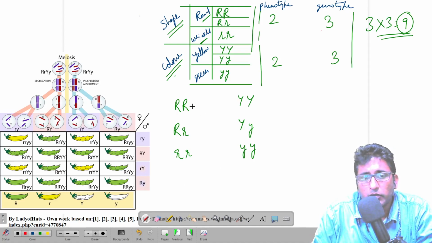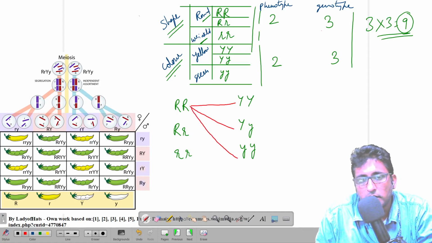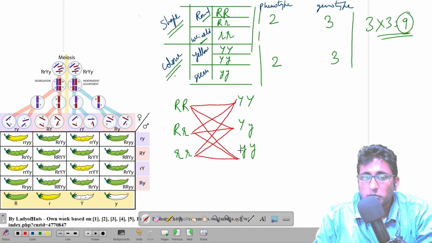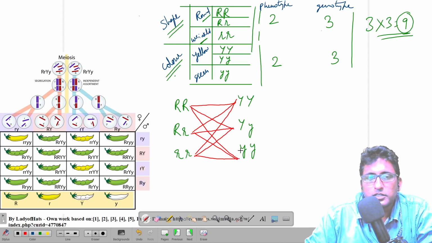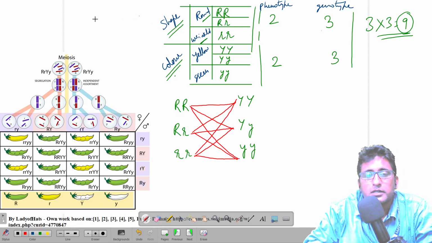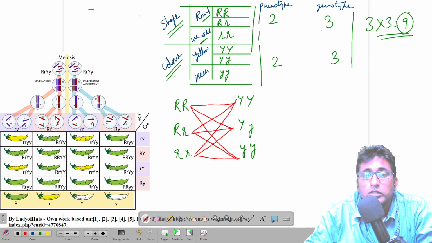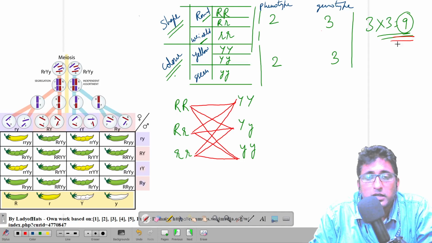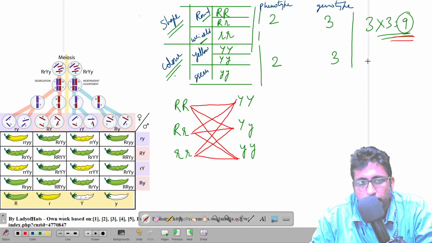So we may have a combination of this or this or this one. Similarly, we may have a combination of capital R, small r with any of these three traits, and so on. So what is the total number of possibilities? If we are considering two different traits with two different alleles each, then we have about 9 possible combinations.